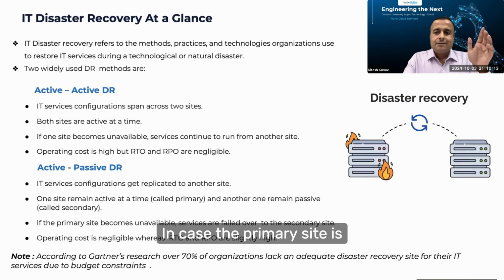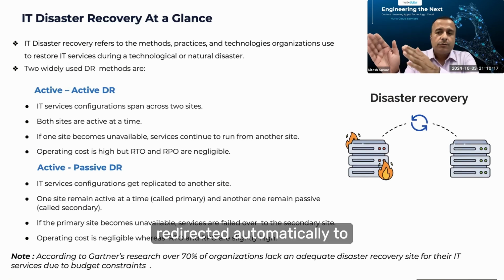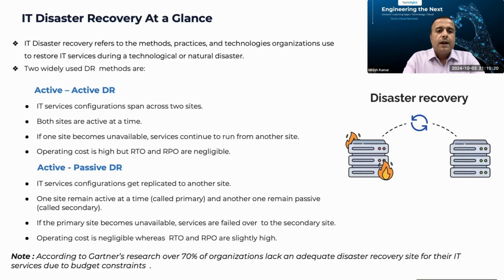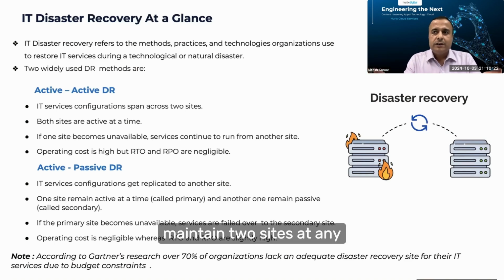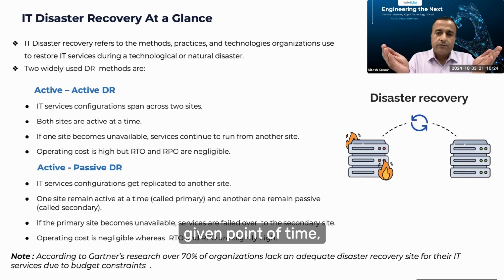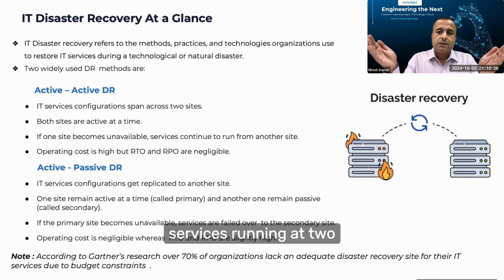In case the primary site is down, the entire traffic is redirected automatically to the secondary. In this case, as you have to maintain two sites at any given point of time, there are two sets of IT services running at two different data centers.